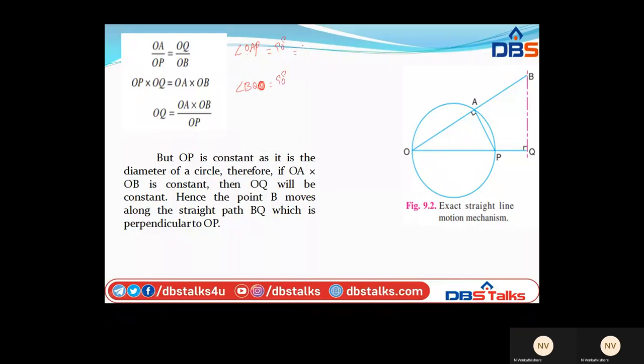So the ratio of adjacent lines of the two triangles is equal to the ratio of hypotenuse of the two triangles. So let us find out: OA for this, this is OB; OP for this OP, this is OQ. Then when these two are similar triangles, OA by OP equals OB by OQ by OB.